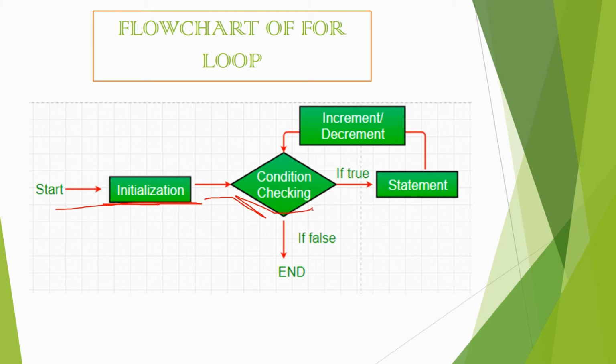Now, it will check the condition. If it is true, then it will execute the statements. If it is false, then it will end. If it is true, the statements will be executed. After that, it will go to the increment or decrement part. Here, the loop variable will be updated according to the condition specified. And after that, again, it will check the condition. If the condition is true, it will execute the statements. Otherwise, it will end the loop. Like this only the for loop works, and it is very simple in Java. These are the basic things that you should know if you are a beginner in the Java programming language.